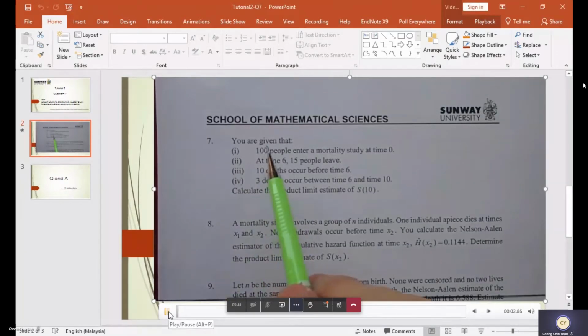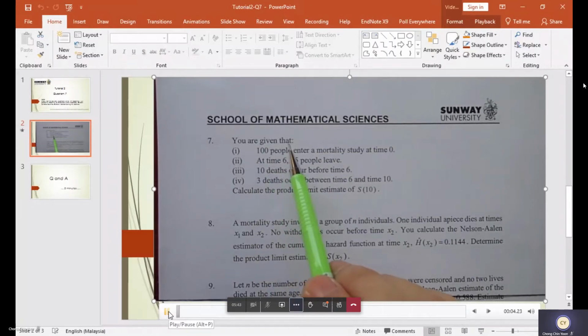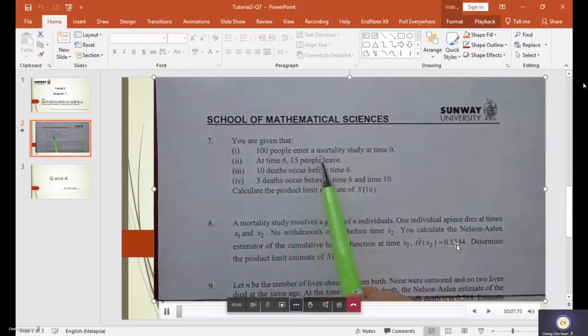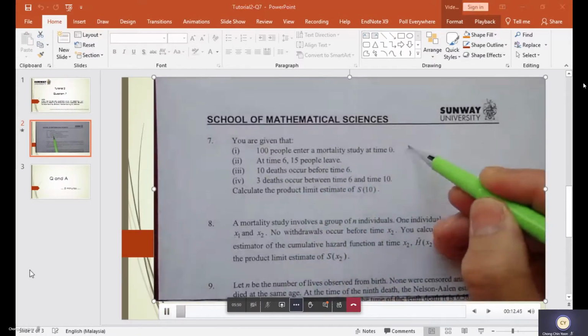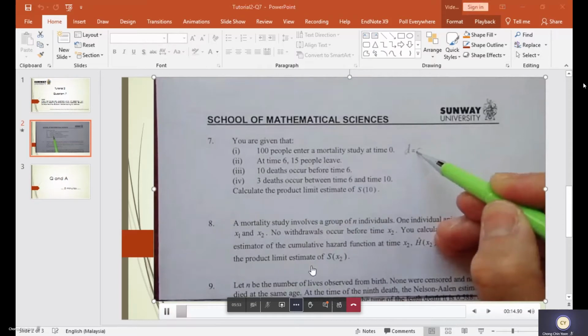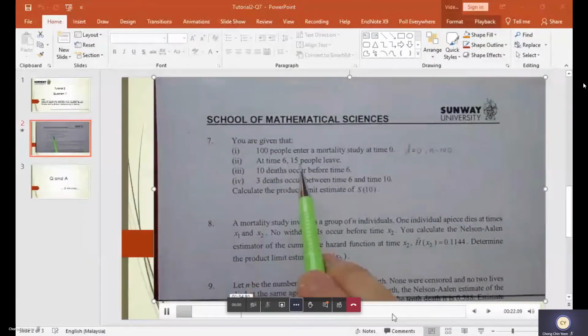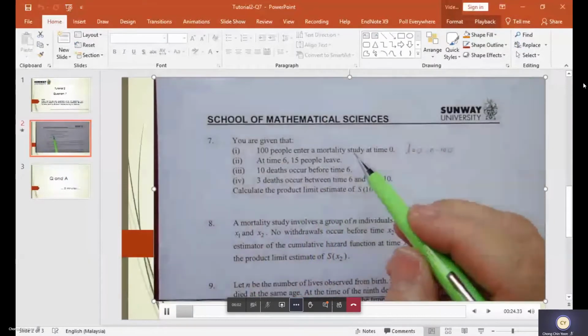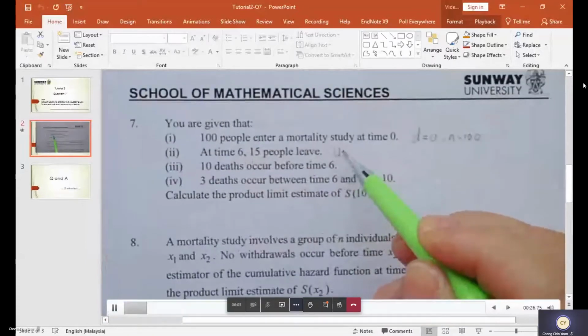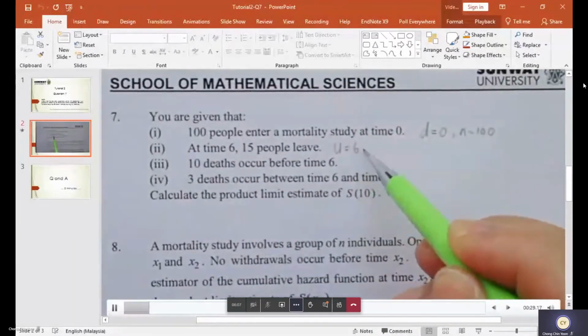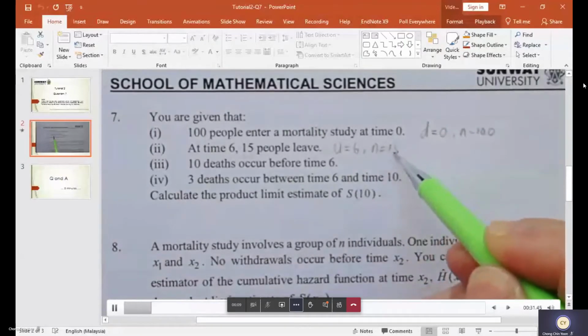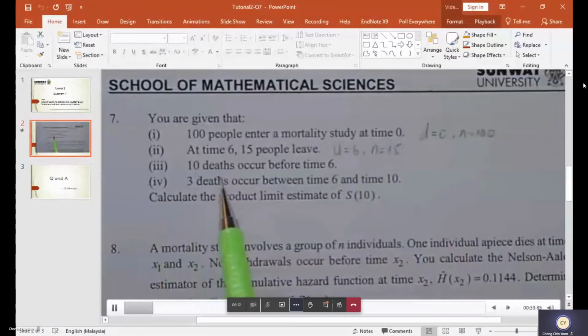Number 7. You are given the following. 100 people entered a mortality study at time 0. So we have a truncation value at time 0 where the frequency is 100. Number 2, at time 6, 15 people live. That means this is our censored value at time 6 where the frequency is 15. Number 3, 10 deaths occur before time 6.